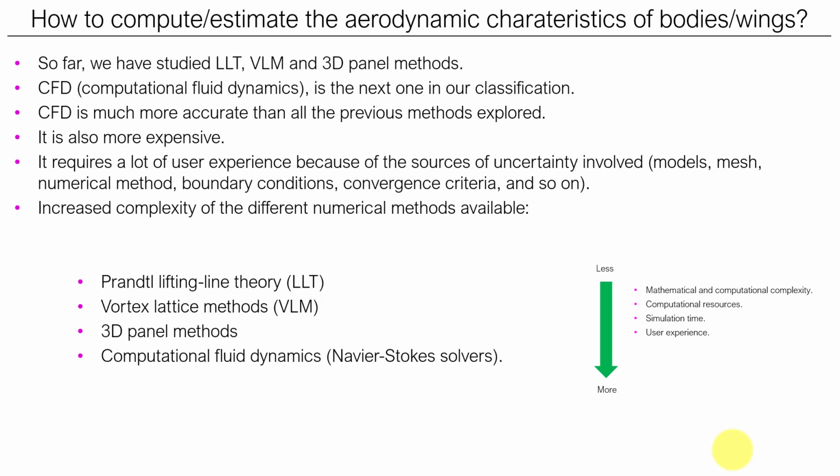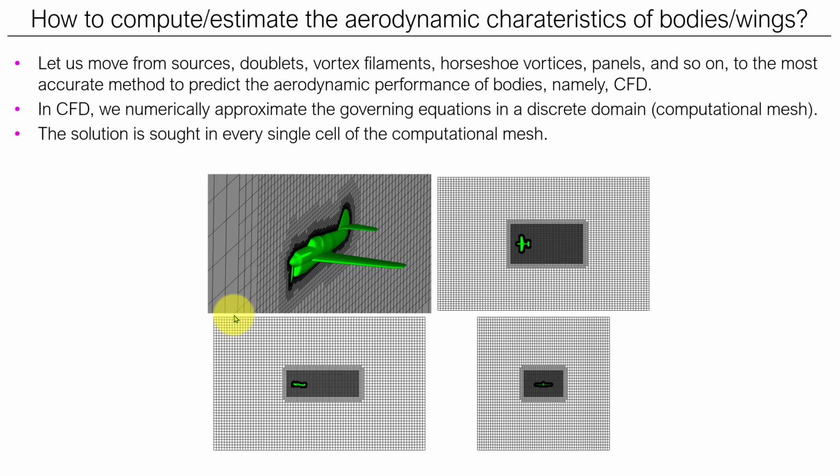So here we have the methods from, let's say, computational complexity and computational overhead. So these methods are not very expensive, but then we go into CFD. Okay, they are very expensive. We are solving the real equations, the Navier-Stokes equations, not those simplifications. So we're moving in CFD from those sources, doublets, vortex filaments, horseshoe vortices, panels, and so on. We're moving just to solving the actual physics.